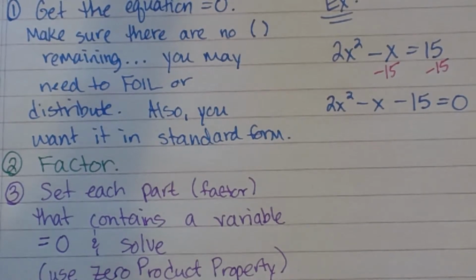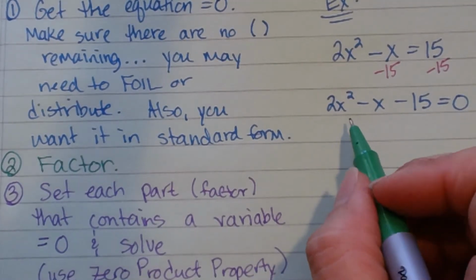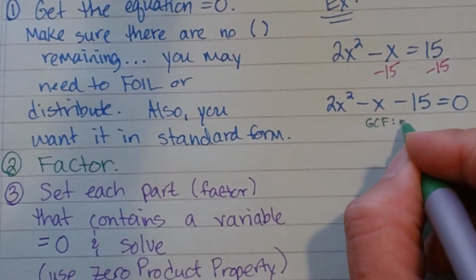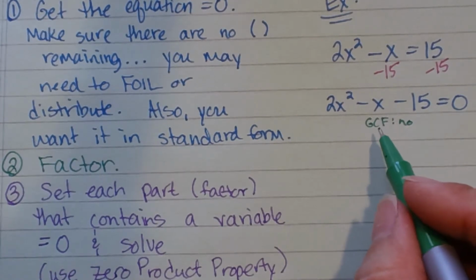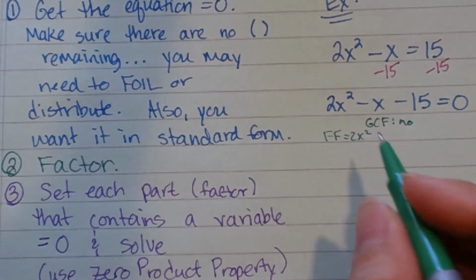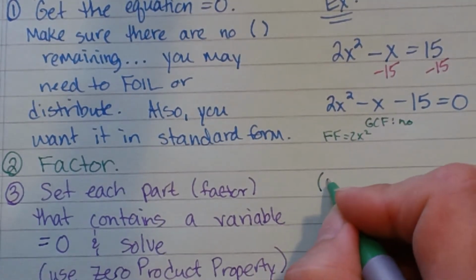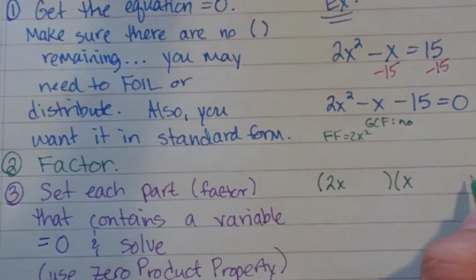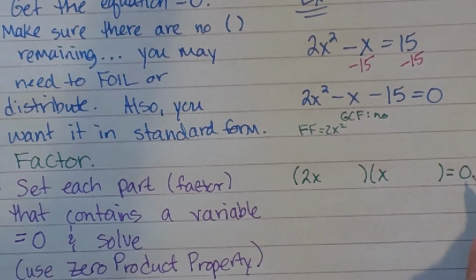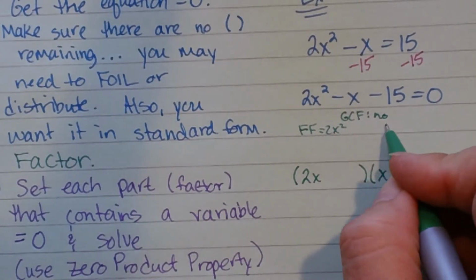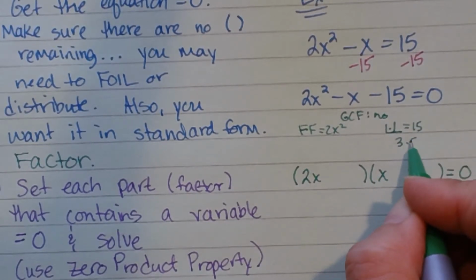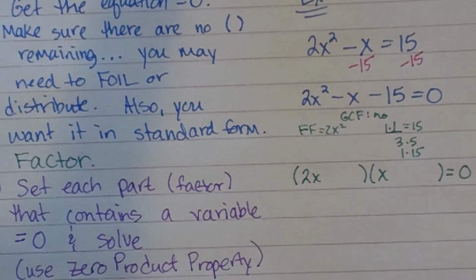To factor this quadratic trinomial, I'm looking to see if there's any greatest common factor, which there's not. And then I want to start with first times first is 2x squared. So I know my first spaces have to be 2x and x. Now the difference when I'm factoring here is I keep this equals 0 as I go. And then my last times last is 15. So I could have 3 and 5 or 1 and 15.